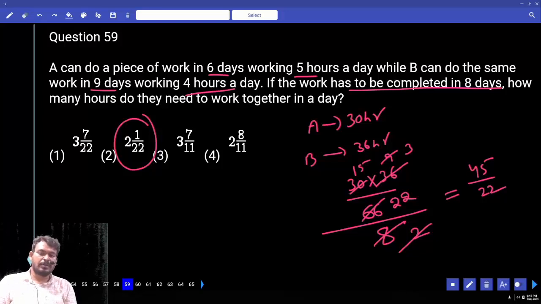A alone can complete the work in how many hours? 30 hours. B alone, 36 hours. Together means product by sum or product by difference? Product by sum, and we get the number of hours. Divide by 8 and we get the number of hours per day.